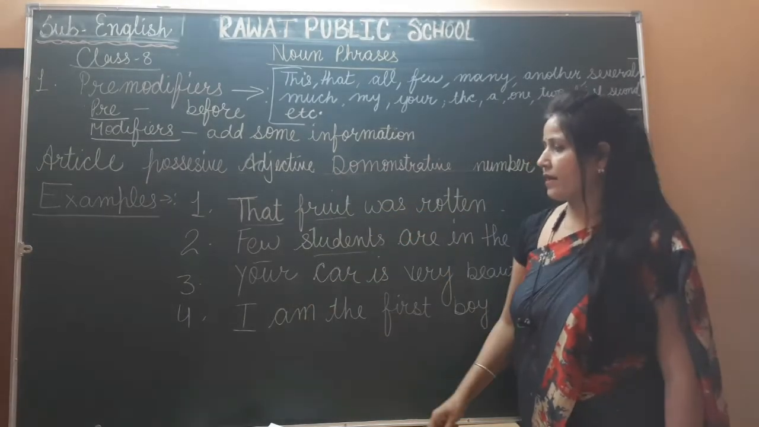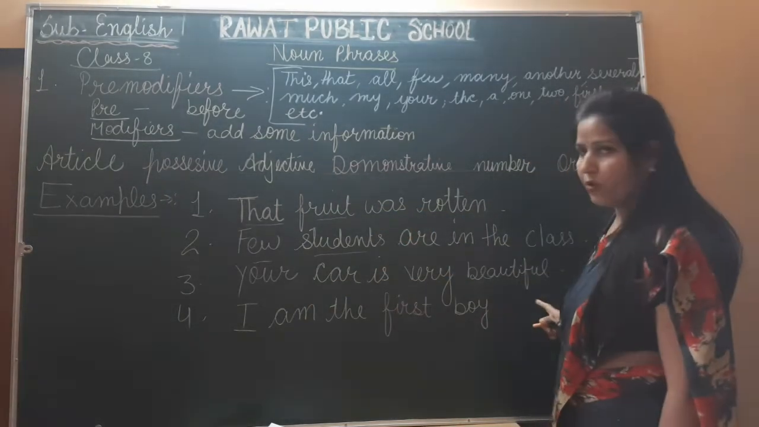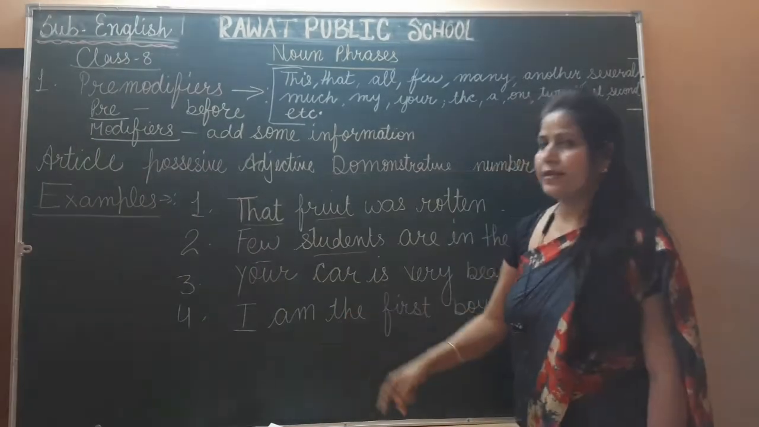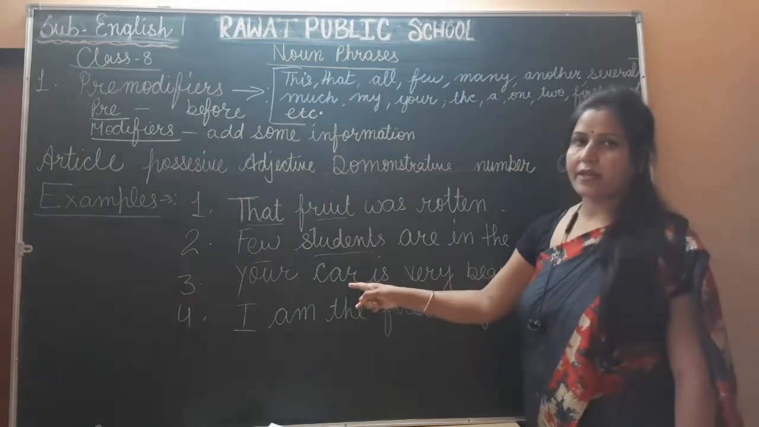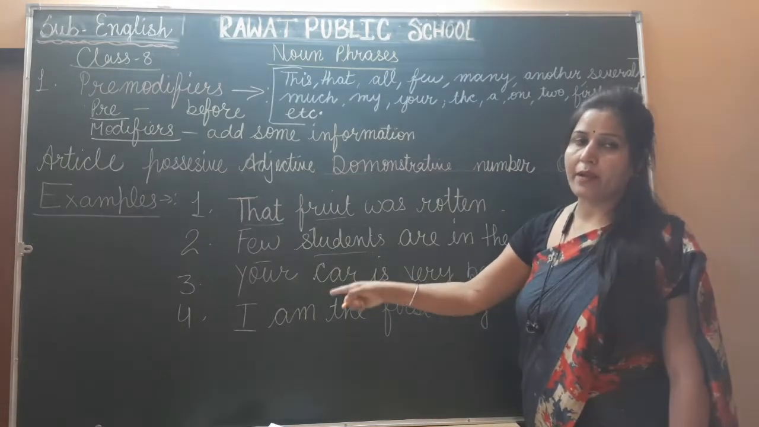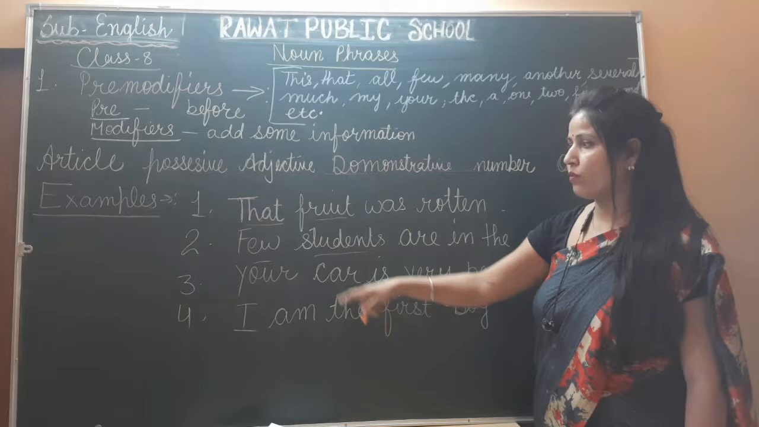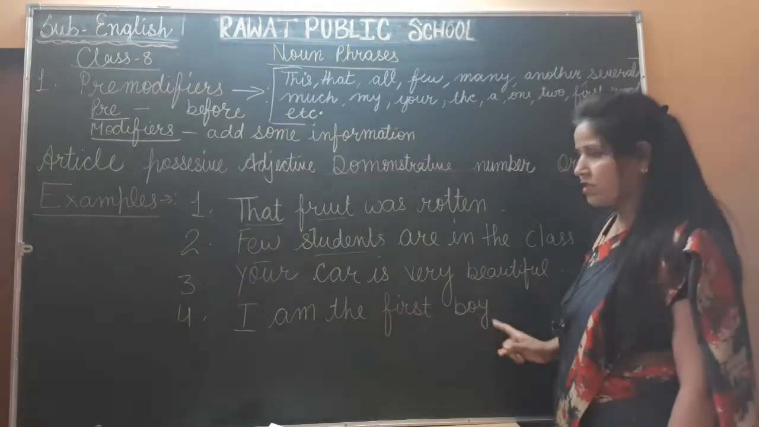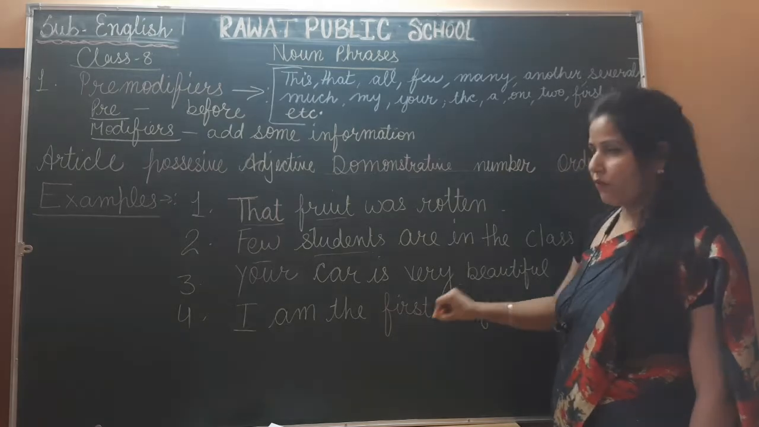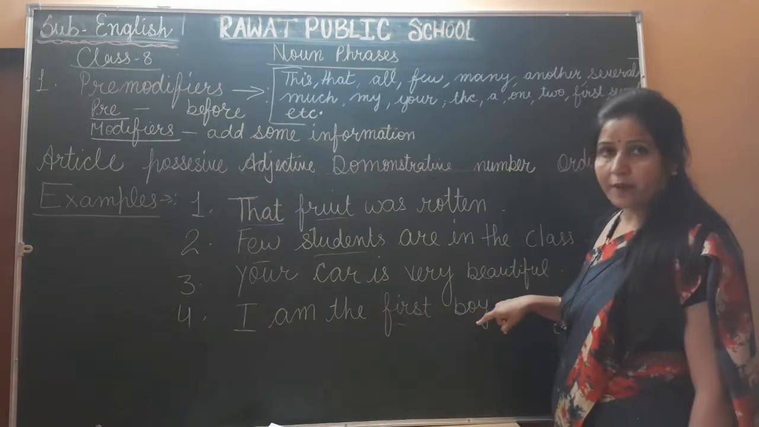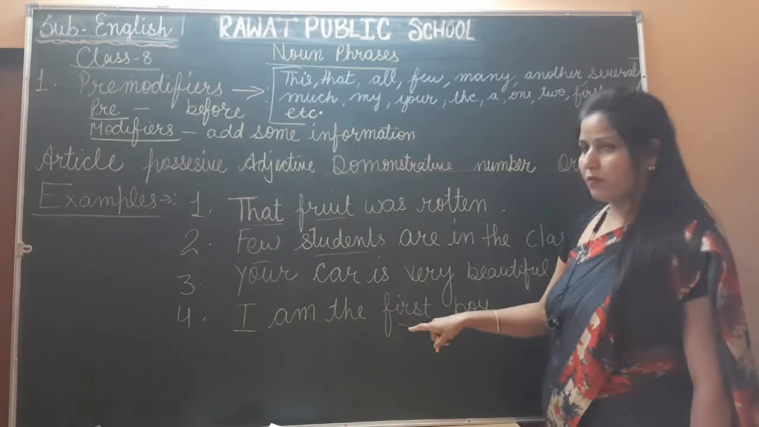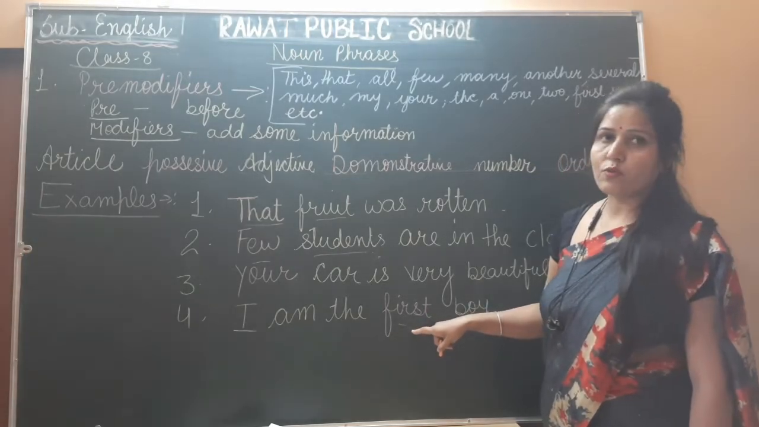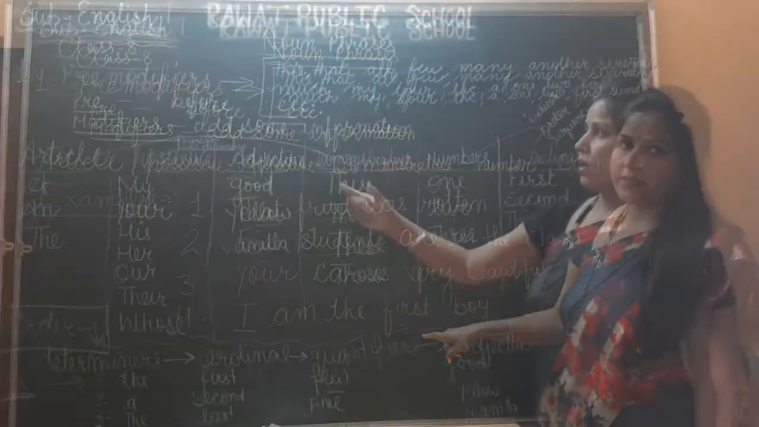And in the third sentence, your car is very beautiful. In this sentence, what is the pre-modifier? Yes, your is a pre-modifier because car is a noun, and whatever we write before the noun which modifies the noun, that is a pre-modifier. And the fourth example, I am the first boy. So boy is a noun and the word first is modifying boy. So first is a pre-modifier. Now I think you have understood pre-modifiers.